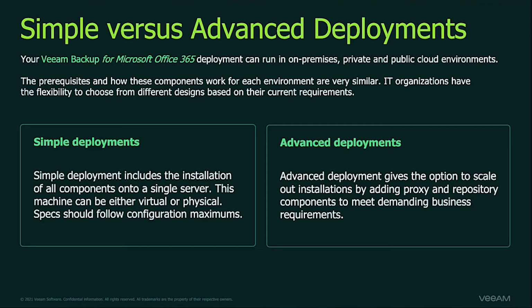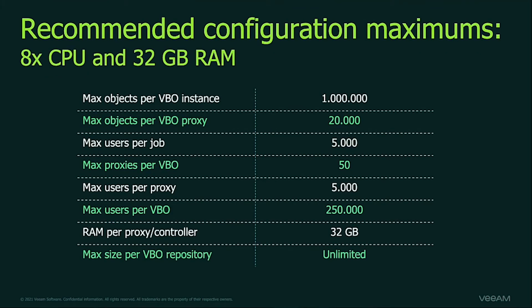So when you go from just having all of the components on a single machine, which is what we refer to as our simple deployment, we move into the advanced types of deployments where you're able to do additional processing outside the centralized command server, whether or not you need to place things in different regions or if it's necessary to have more servers because you have a much larger environment. Now, based on this scale, we look at machines that are 8 CPU and 32 gigs of RAM. A single VBO instance can actually cover up to 1,000,000 objects.